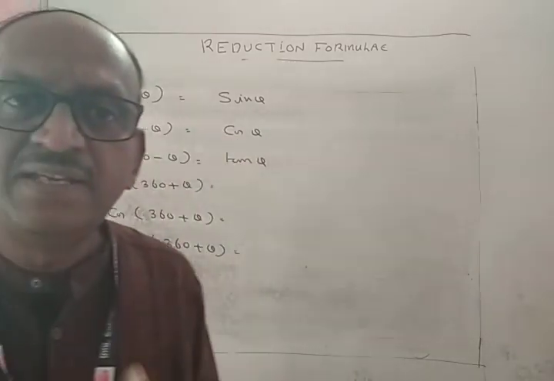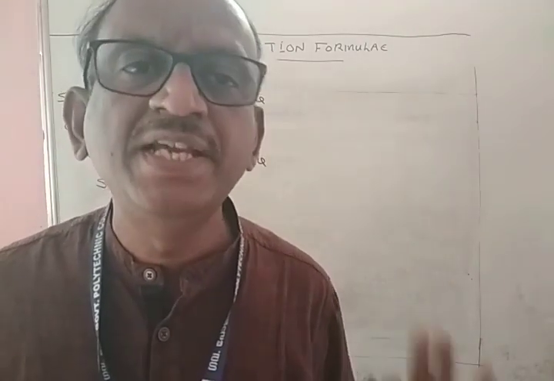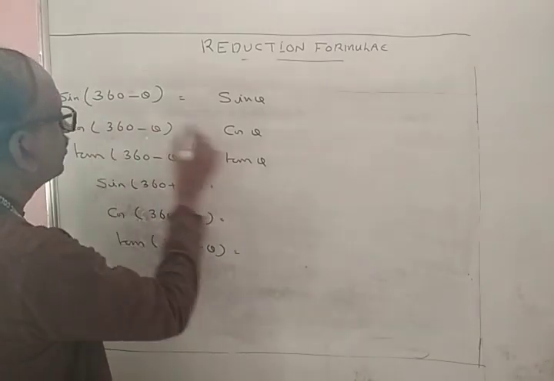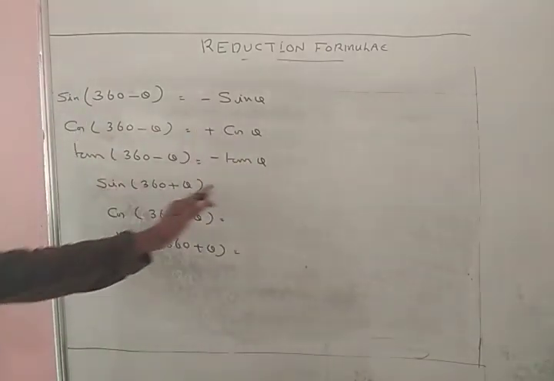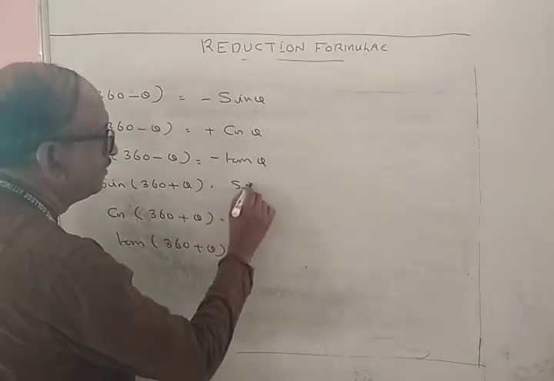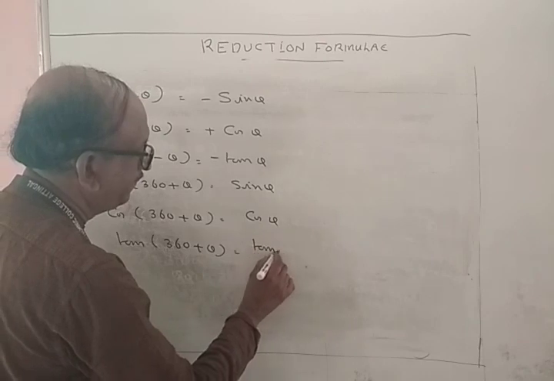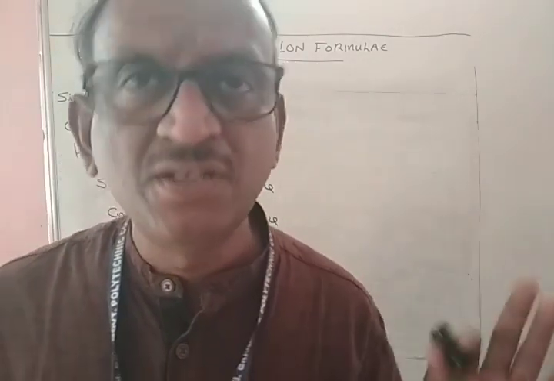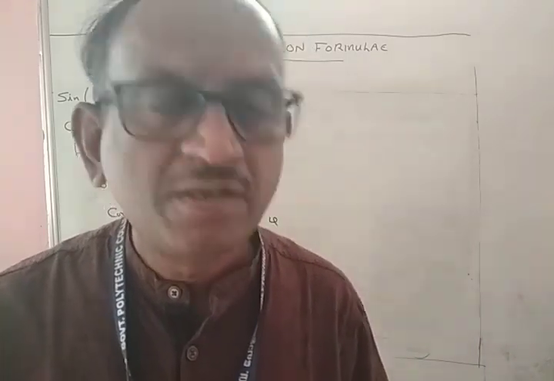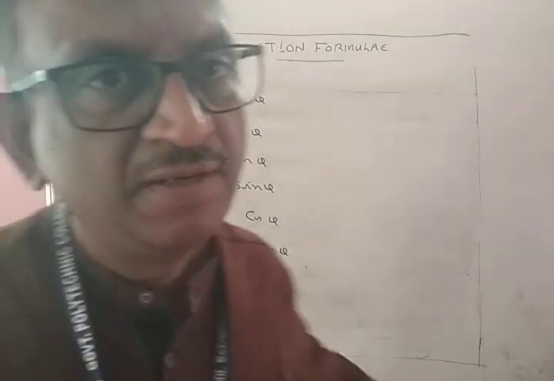360 minus theta is in the fourth quadrant. In the fourth quadrant, cosine is positive, all others negative. Here, sin becomes sin, cos becomes cos, and tan becomes tan. Then 360 plus theta lies in the first quadrant. In the first quadrant, all trigonometric functions are positive. Here, all positive. Okay.